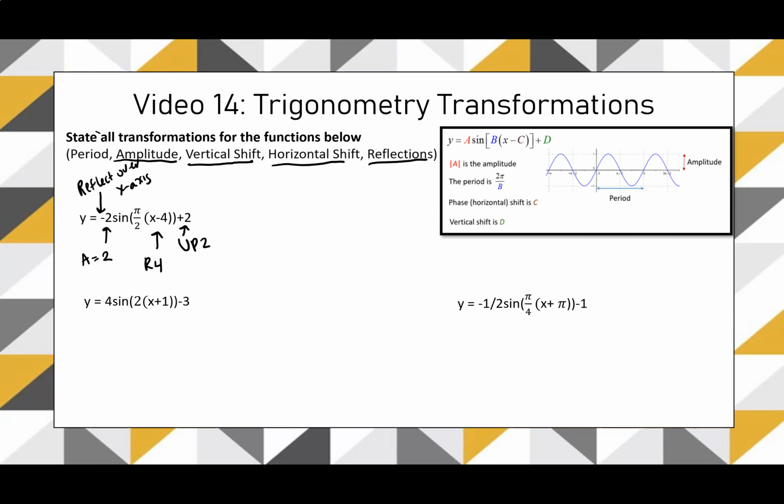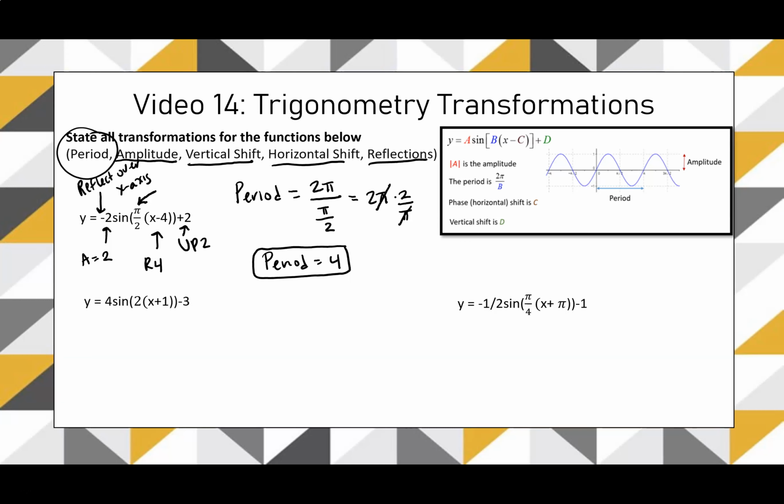Now, let's go back. We didn't answer the period, but the period's a little bit more work. The period is always going to be equal to 2 pi divided by our b. What's our b? It's pi over 2 in this situation. So that becomes 2 pi times 2 over pi, because remember, we multiply by the reciprocal. Here our pi's cancel, and we're left with a period of 4. So we have, in fact, answered all that we want. We have our vertical shift, our horizontal shift, our amplitude, the fact that it's reflected over the x-axis, and we've got the period.